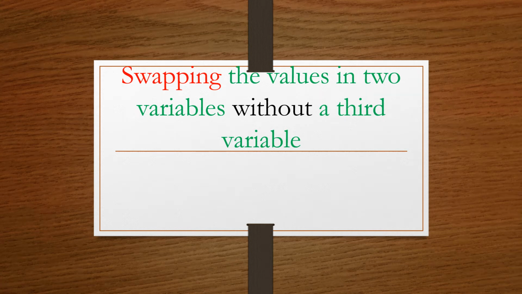In this video, you'll be swapping the values in two variables without an additional variable. As usual, the algorithm first and then the code. So, let's simplify.